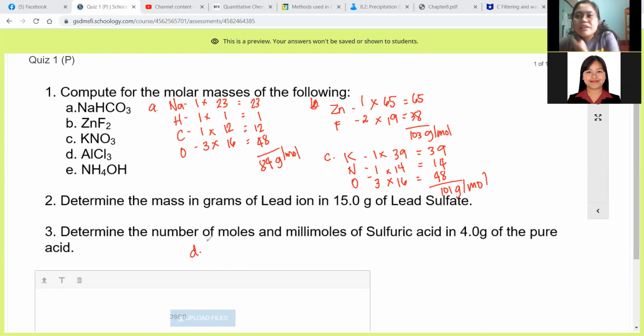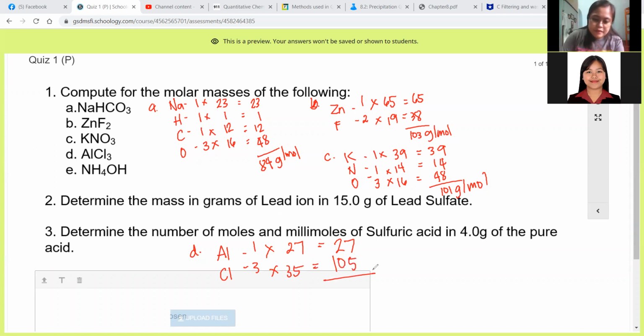What is letter D, class? Aluminum chloride. So what is the atomic weight of aluminum? 27. Okay, so this is 27, and for chlorine 35. So this is 105. Plus 27. The correct answer is 132 grams per mole.